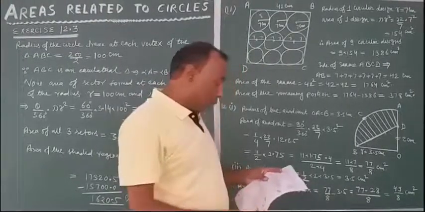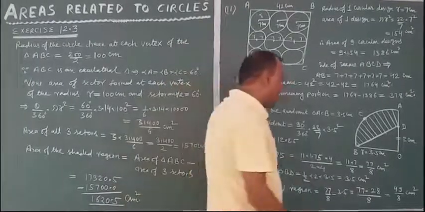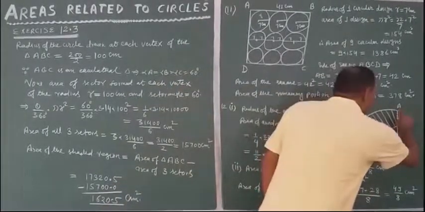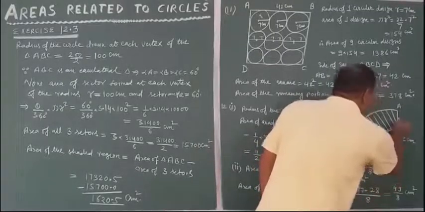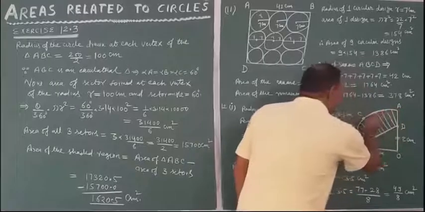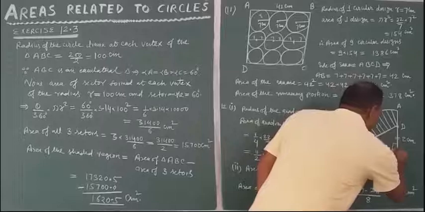In the figure, OACB is a quadrant of a circle with center O. This is a quadrant of a circle. Is it okay? OACB is a quadrant, which means this angle will be 90 degrees.